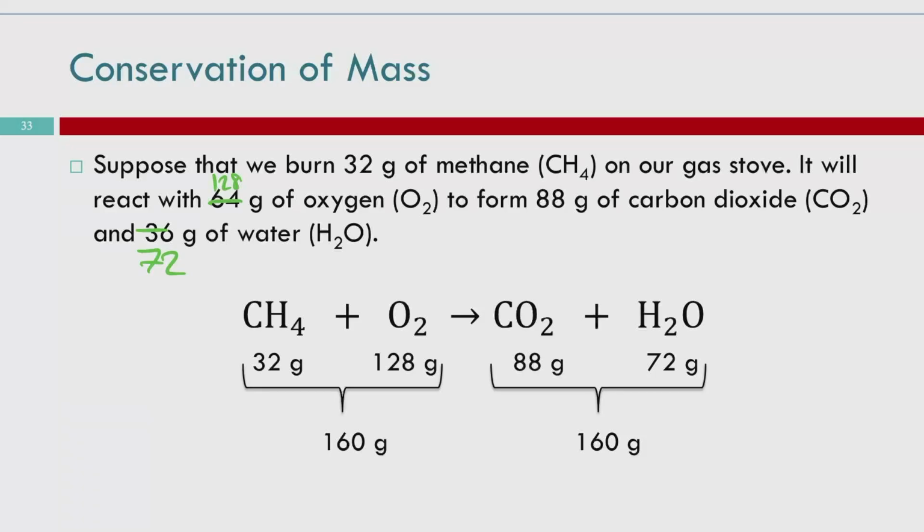So we've changed the identity, we've changed the properties of the chemicals, but we haven't created or lost any mass. This, of course, assumes that we're capturing and accounting for everything, which in a chemistry problem we can do because it's made up. In real life, that would be harder to do.